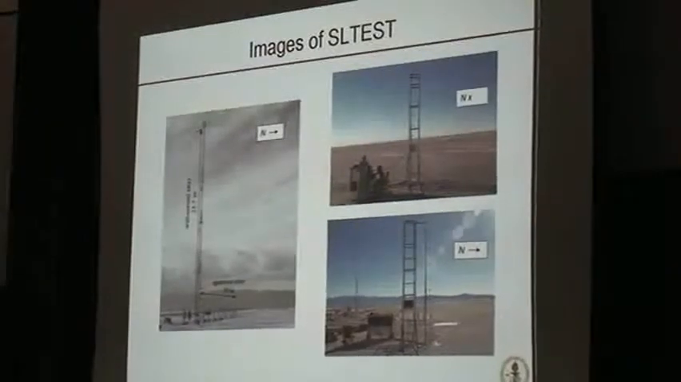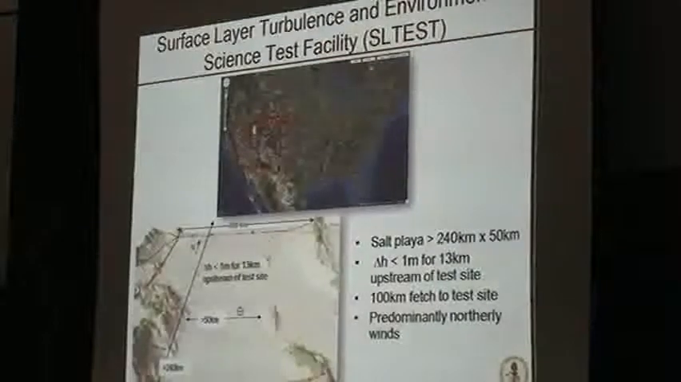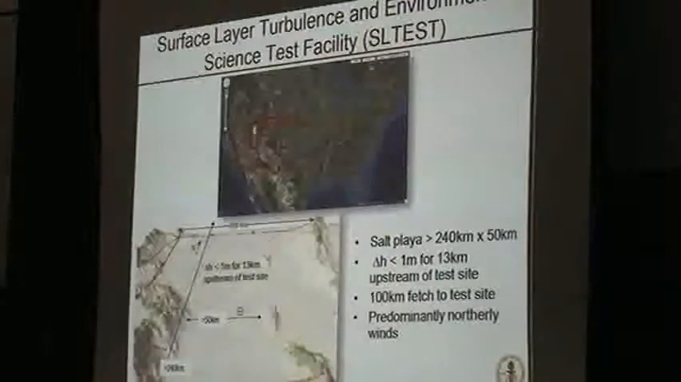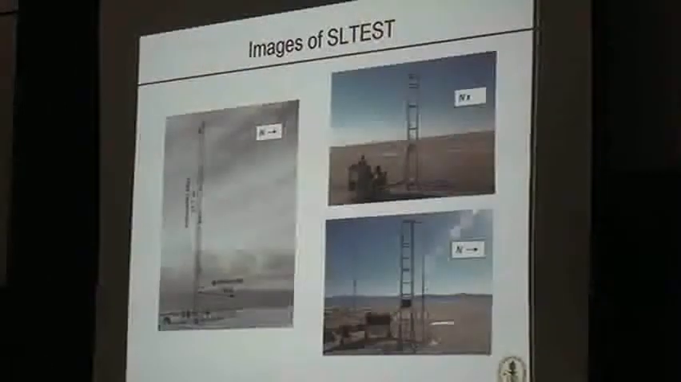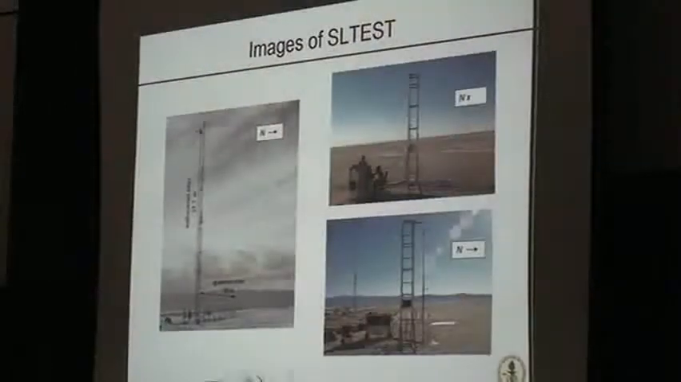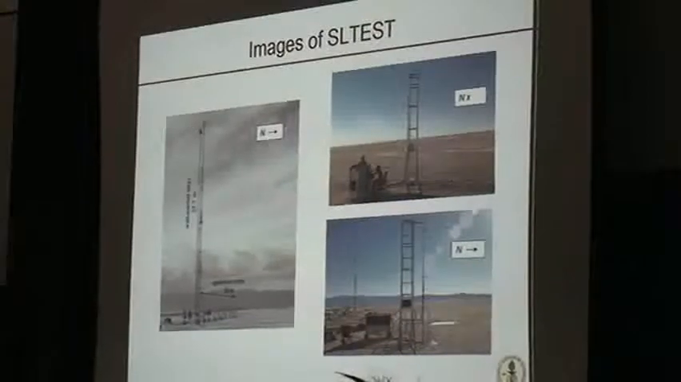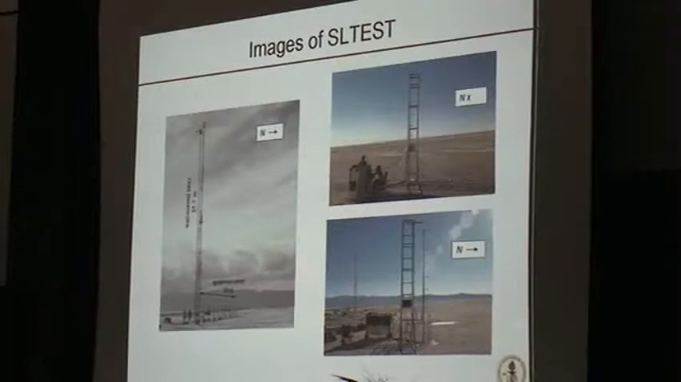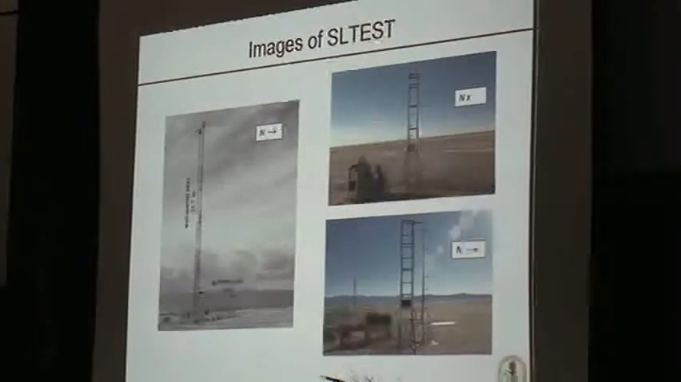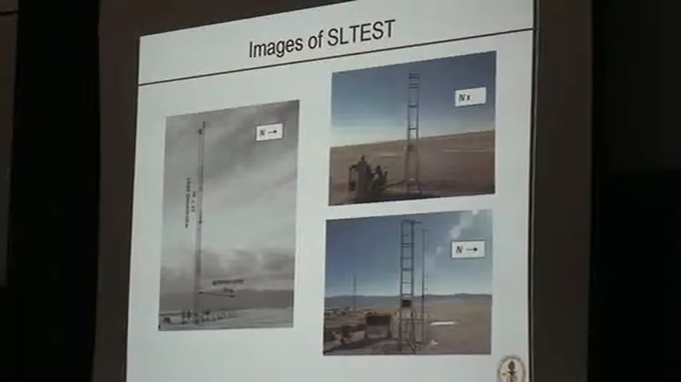SLTEST, I didn't go through it in the last one, stands for Surface Layer Turbulence and Environmental Science Test Site. This particular campaign was run in 2005, and there have been several before at this particular site, probably not quite on this scale. This actually involved researchers from four countries and several groups. And you can see there are a few experiments here.